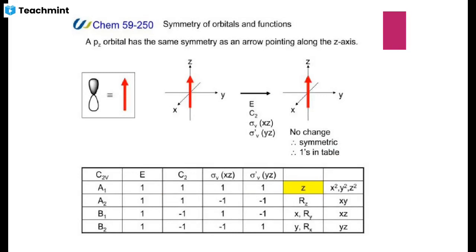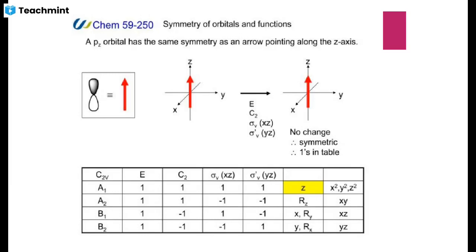This is how they put z, x, and y in A1, B1, or B2. Simply, for the z axis you put an arrow along z and apply all the symmetry elements. E means unchanged. C2 z means unchanged. Sigma xz means the arrow does not change. Yz means the arrow does not change. So that's why this is totally symmetric.